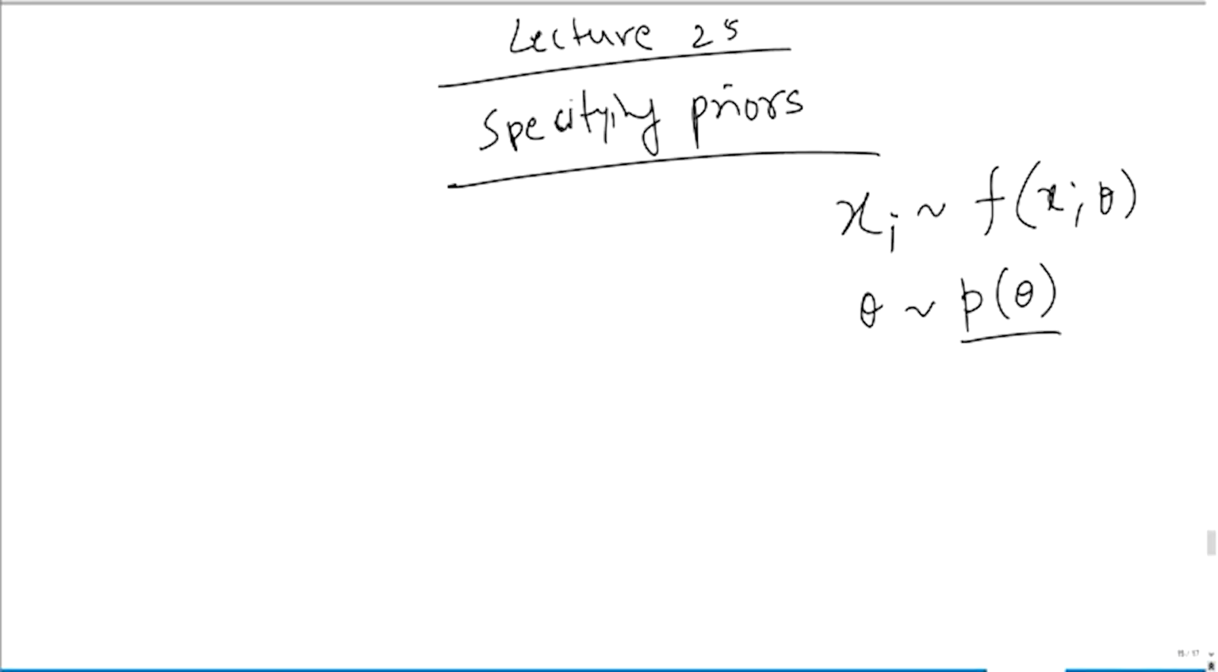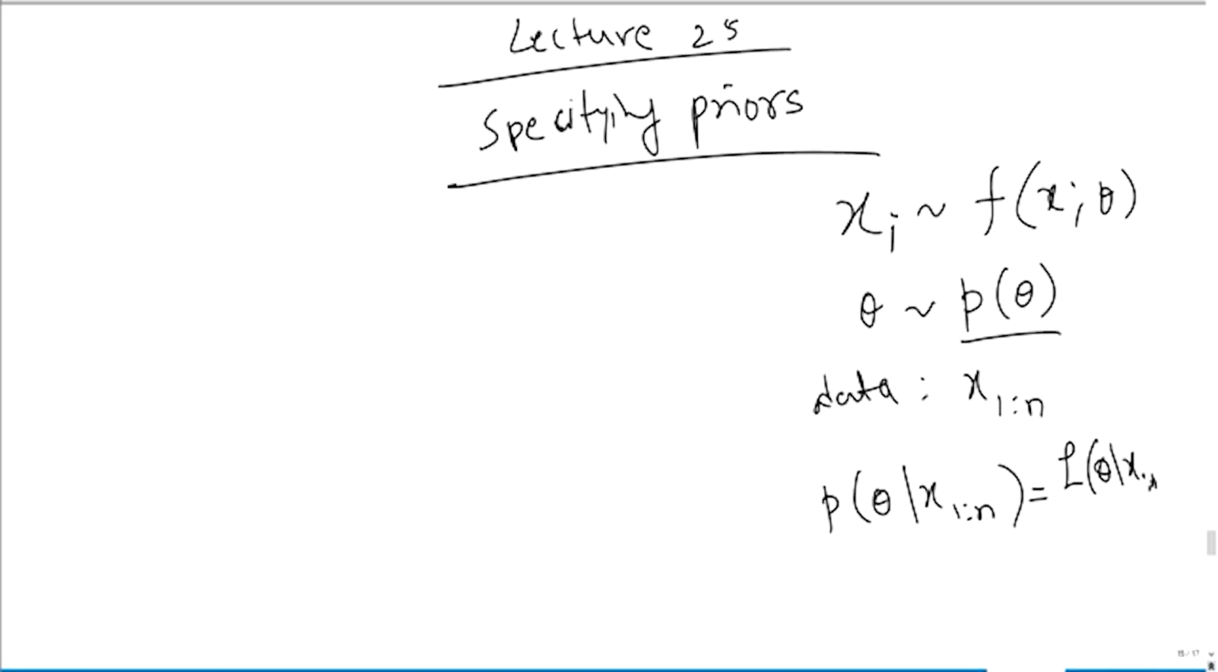Now we will see some data. Let's say you observe some data x1 to xn. Given this data, you would make inference about the true values of theta. So what could be the true distribution of theta after seeing the data? Conditional on this data, it will be given by the likelihood of theta given x1 to n, times the prior distribution of theta, divided by the marginal likelihood.